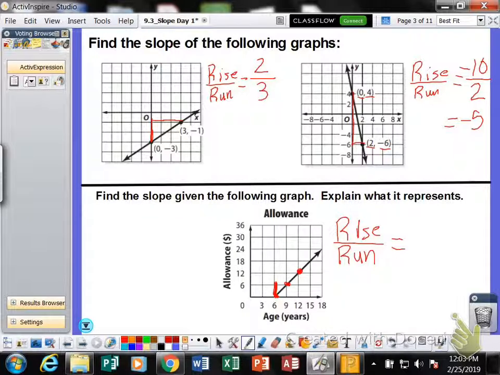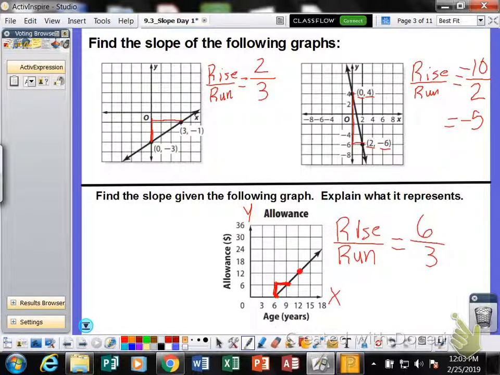Okay, so if you look to your left, the allowance is going up by increments of 6. So it's not up by 1 unit, it was up by 6 units. So my rise here is going to be 6. Now we want to find our run. So we're going along our x-axis here. This would have been our y. So we want to go to our next ordered pair. That's going to be to the right 3 units, because notice the age, they're going by increments of 3. You're adding 3 to get to the next age. So my run here is going to be 3.